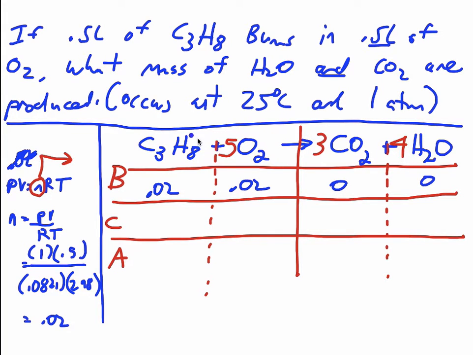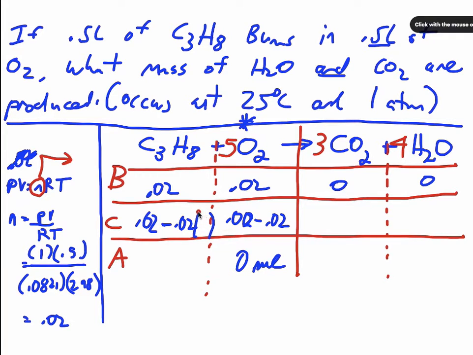So according to the balanced reaction, I need 5 times as much O2 as I have propane. I don't have anywhere near that. Okay, if I had 5 times that, that would be 0.1. So I know that this is the one I'm going to run out of. So I have 0.02 minus 0.02. That's 0 moles. And this is going to be 0.02 minus 0.02, and it's this 0.02 multiplied by this relationship here, which is 1 over 5. Notice that the reference is always on the bottom. So let's get what that is.